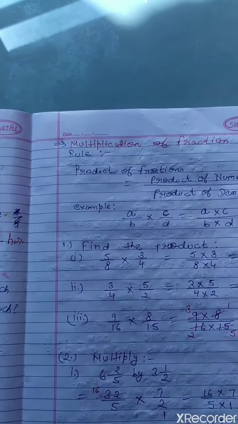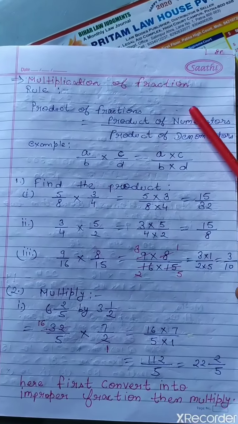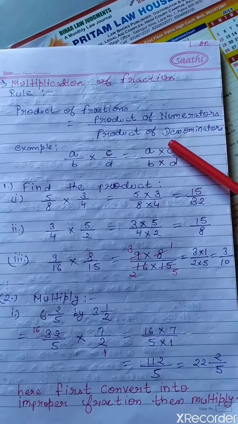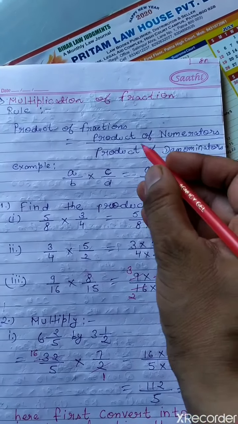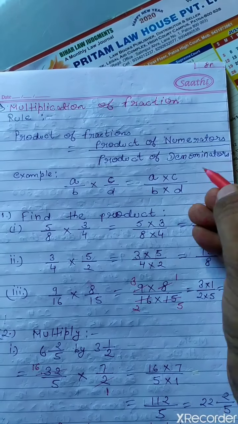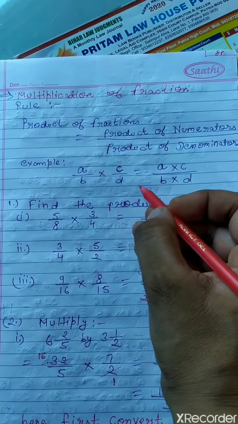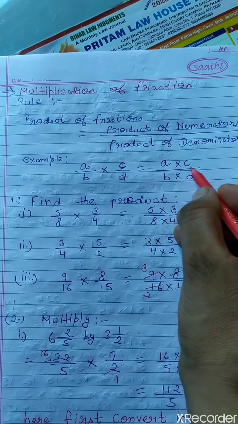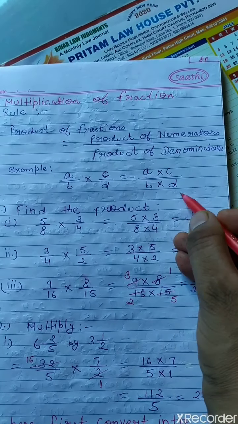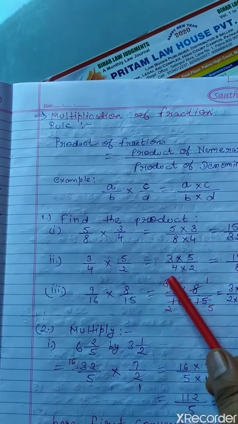Now some questions based on multiplication of fractions. Okay, so the product of fractions equals the product of numerators over the product of denominators, meaning multiply their numerators and multiply their denominators. Such as a by b into c by d, then upside multiply their numerators, and downside multiply their denominators. So b into d, that is the product. Now find the product. Suppose these are example questions.